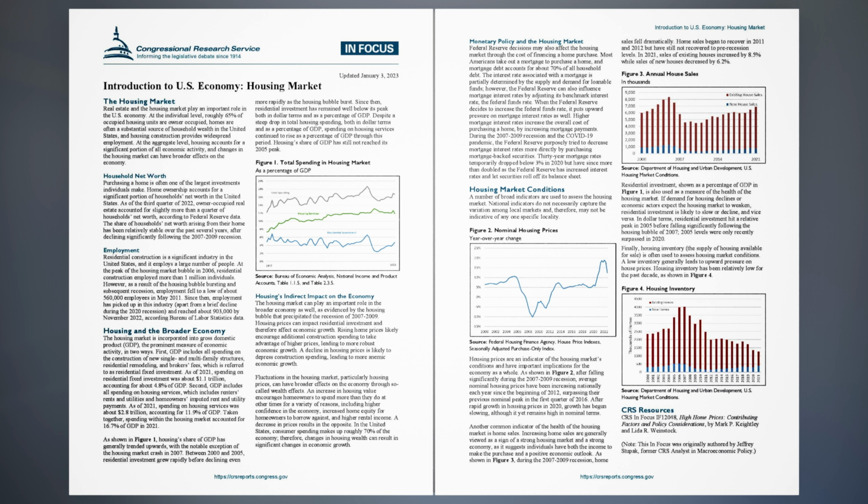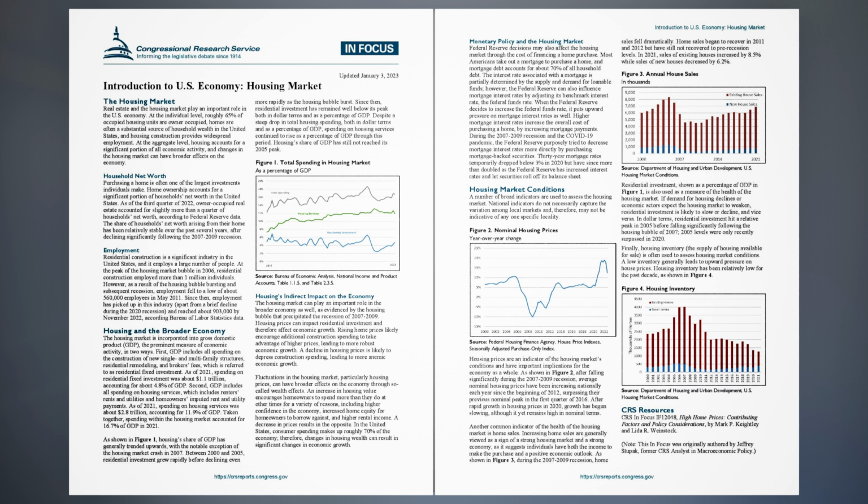When the Federal Reserve decides to increase the federal funds rate, it puts upward pressure on mortgage interest rates as well. Higher mortgage interest rates increase the overall cost of purchasing a home by increasing mortgage payments. During the 2007 to 2009 recession and the COVID-19 pandemic, the Federal Reserve purposely tried to decrease mortgage interest rates more directly by purchasing mortgage-backed securities. 30-year mortgage rates temporarily dropped below 3% in 2020 but have since more than doubled as the Federal Reserve has increased interest rates and let securities roll off its balance sheet.